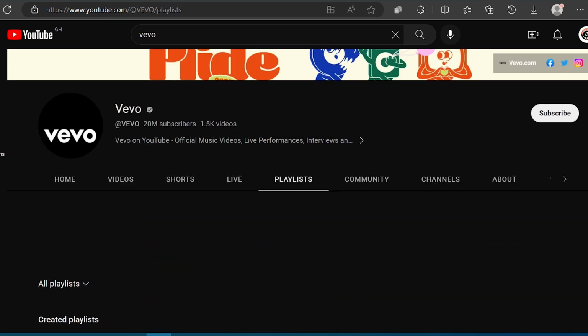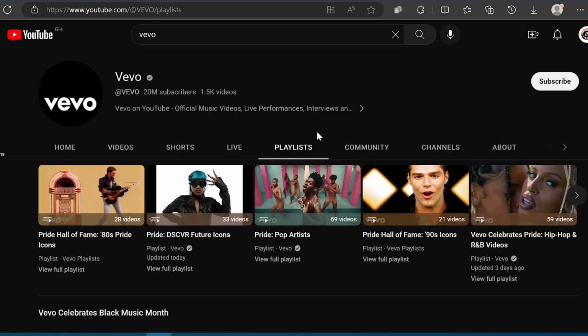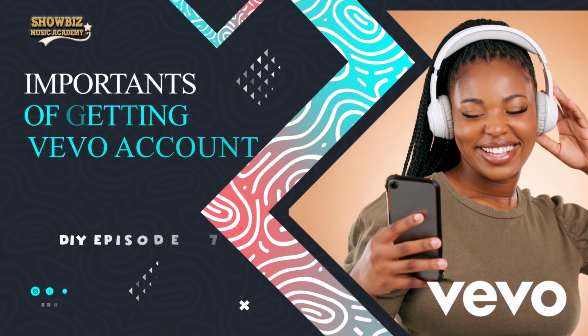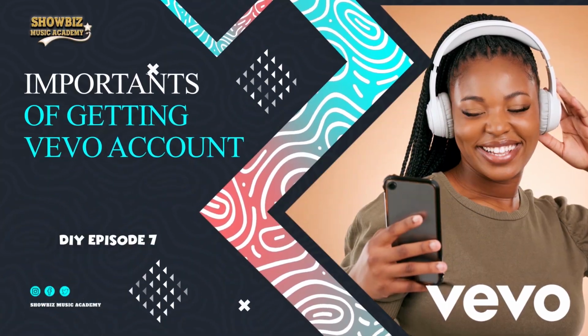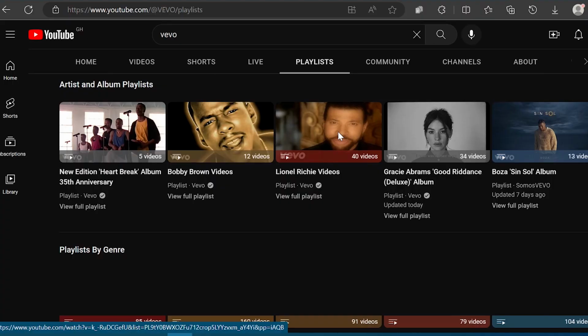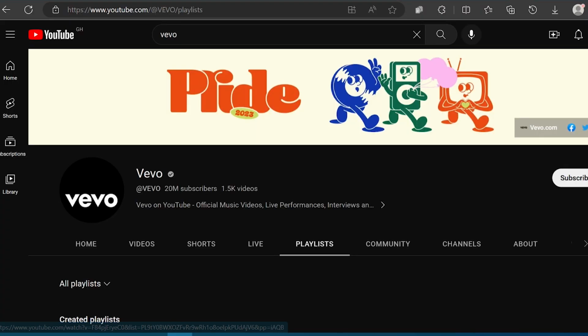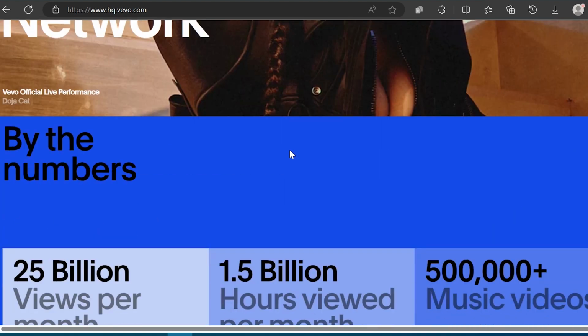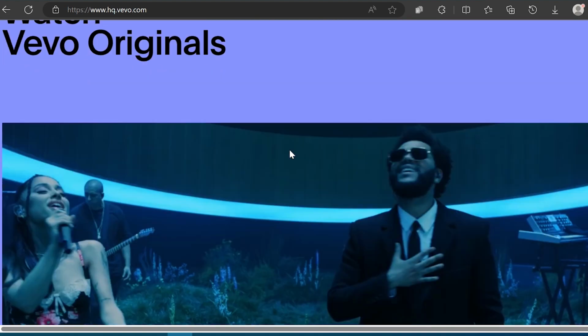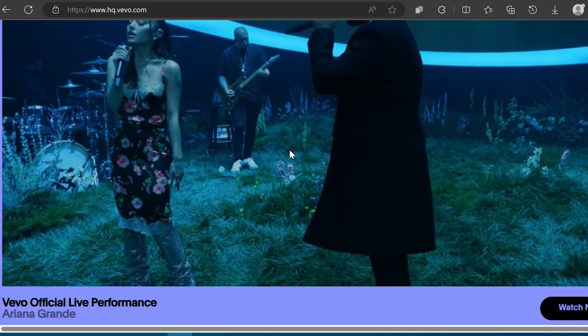2. Access to a large audience. VEVO has a substantial user base including music lovers, fans, and industry professionals. By uploading your video to VEVO, you have the opportunity to showcase your work to millions of potential viewers, which can help you increase your fan base and attract more listeners. 3. Monetization opportunity.